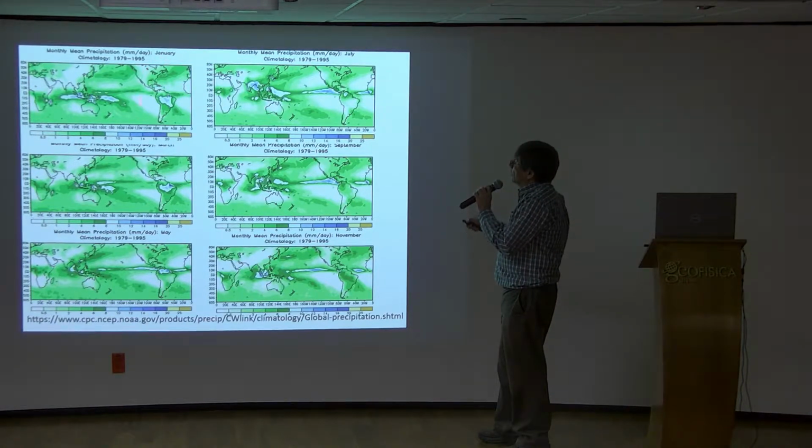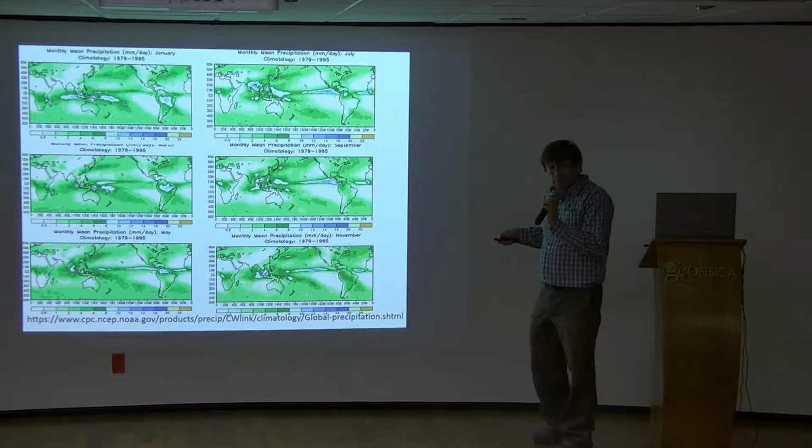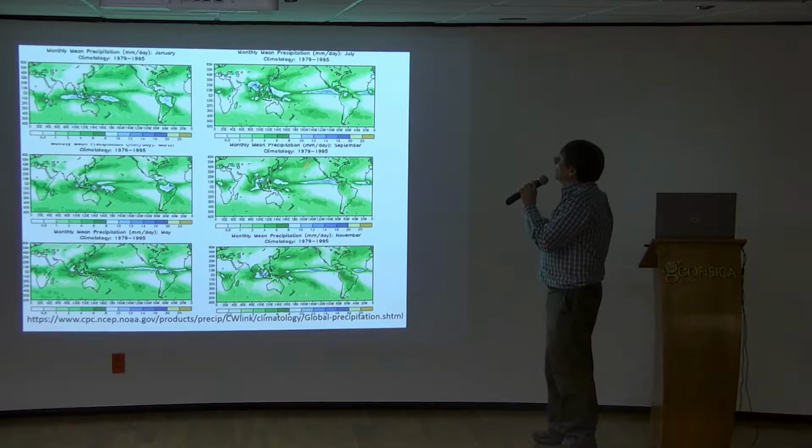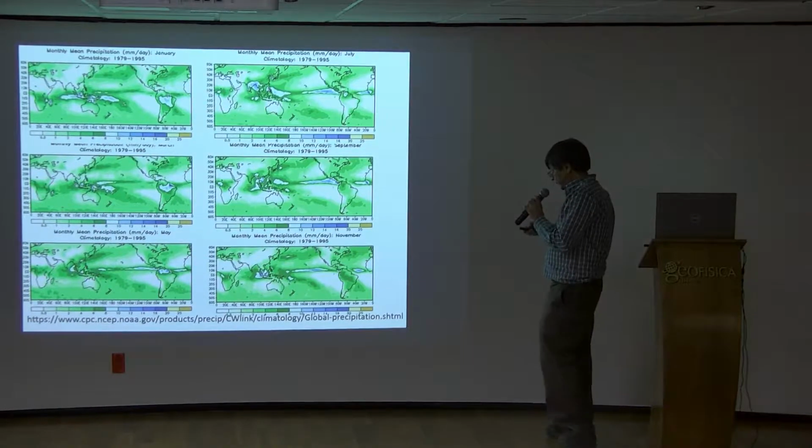Then we march along the year. These are climatologies from 79 to 95. And as you march along, in March and May, you see that little by little the rain belts travel northward. And then eventually it reaches us here. The most striking feature, of course, is the rain belts that go south and north, back and forth.